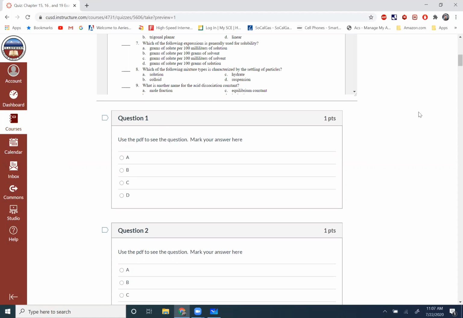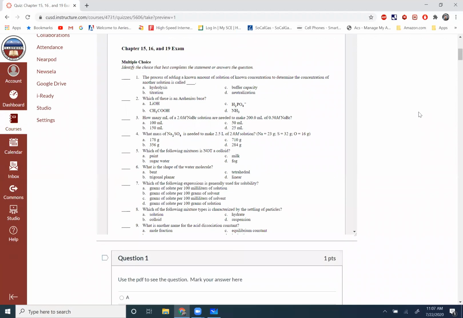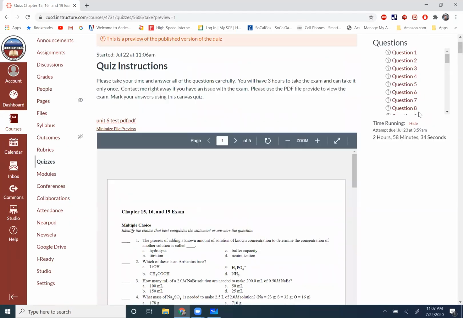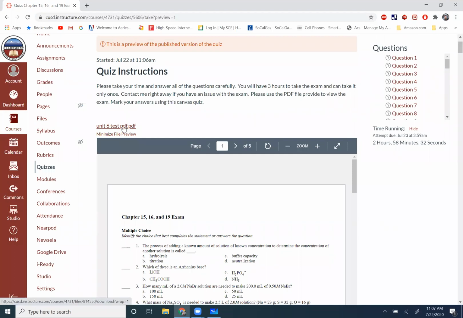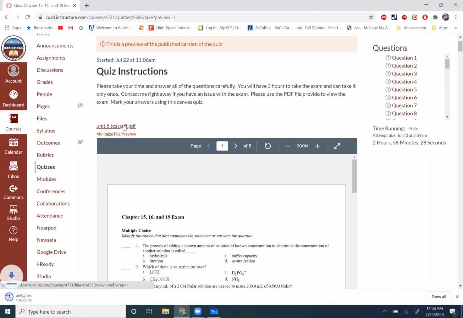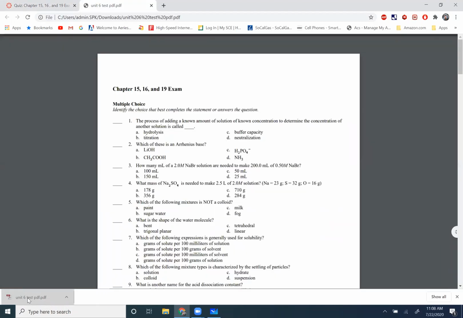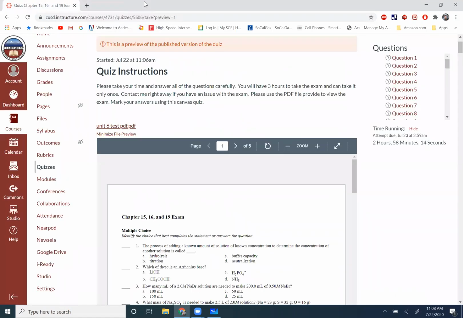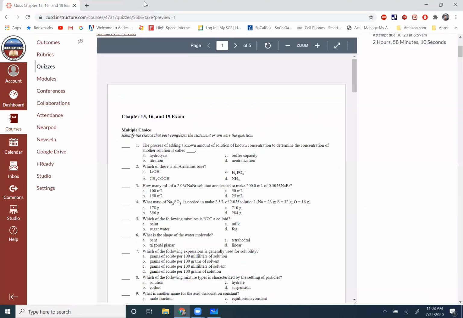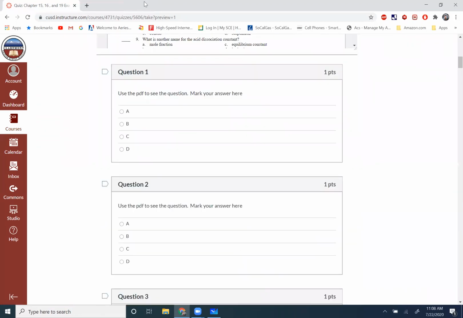And again, you can just have it open as a preview right here, but you can also open it in another tab. So if you go like this, it'll download the PDF, and you can click on that. Depending on which PDF program you have, it'll either open it or it'll put it down there at the bottom. And that's it. That's how you take the test.